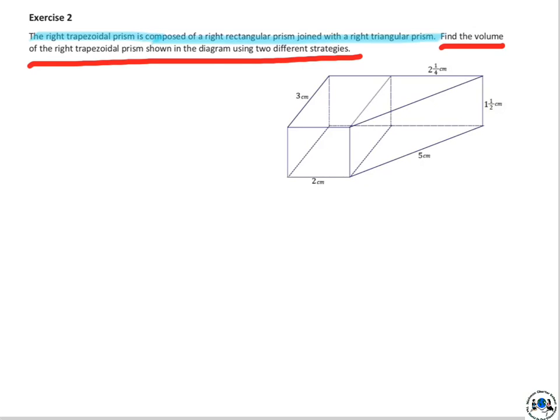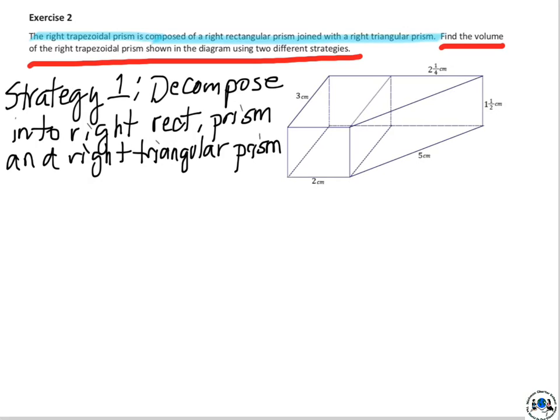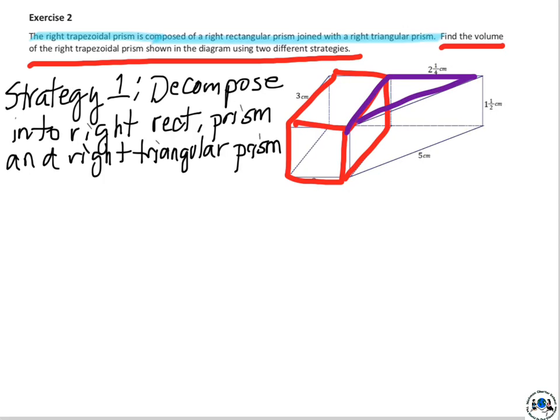Well, you've remained, and here we go. Strategy number 1 would be to decompose into a right rectangular prism and a right triangular prism. You can see that right here. Here's our right rectangular prism right there, and then we have a right triangular prism right over here. Strategy number one would be to decompose and find each of those separately.